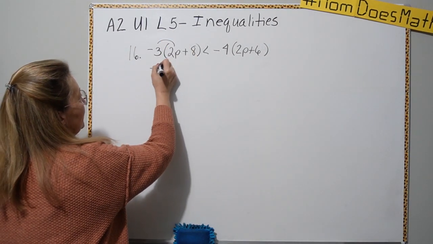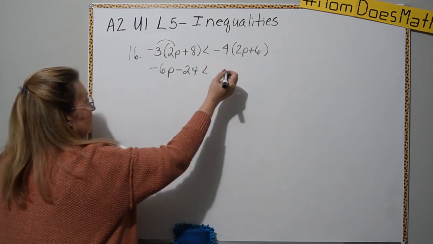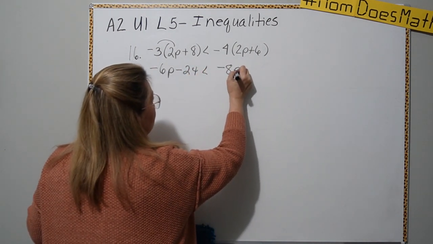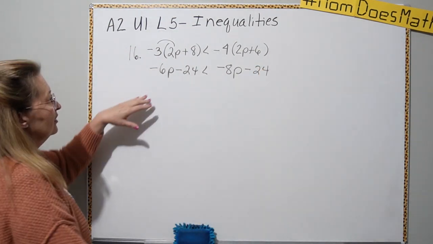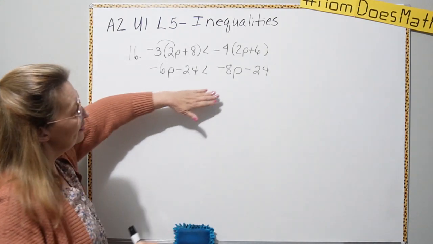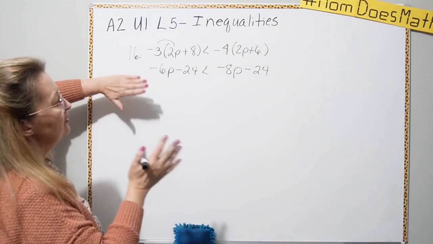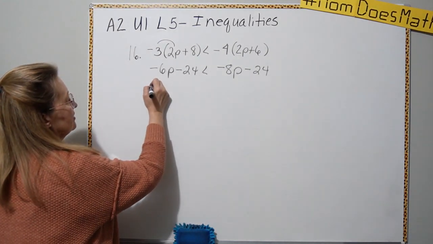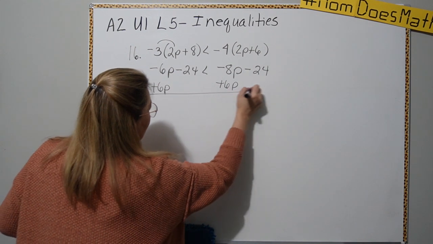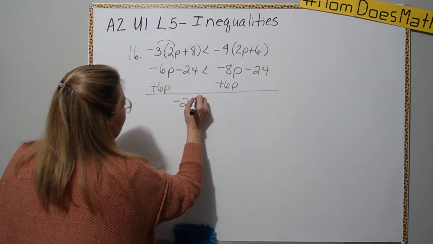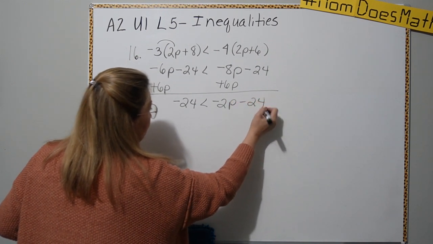And this will give me negative 6p minus 24 is less than, over here, I'm going to have negative 8p minus 24. All right, next we need to get rid of one of our variable terms. Now normally, I get rid of the larger one if they're both negative, but this time, just to show you that it works either way, I'm going to get rid of the 6. So I'm going to add 6p to each side. Now what I have is negative 24 is less than negative 2p minus 24.